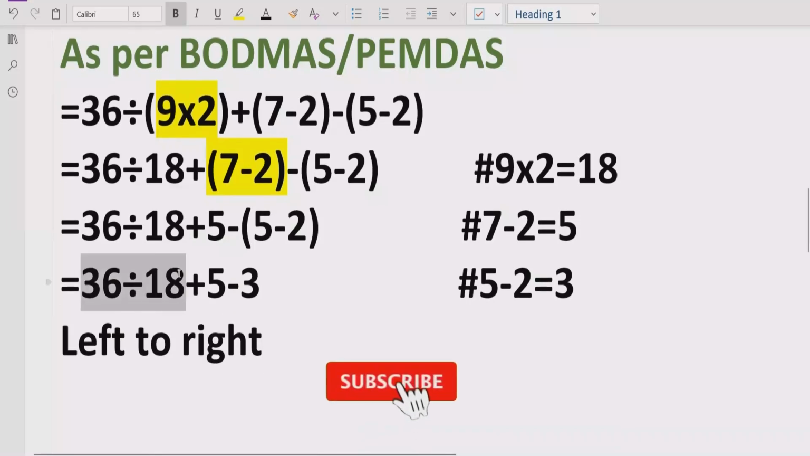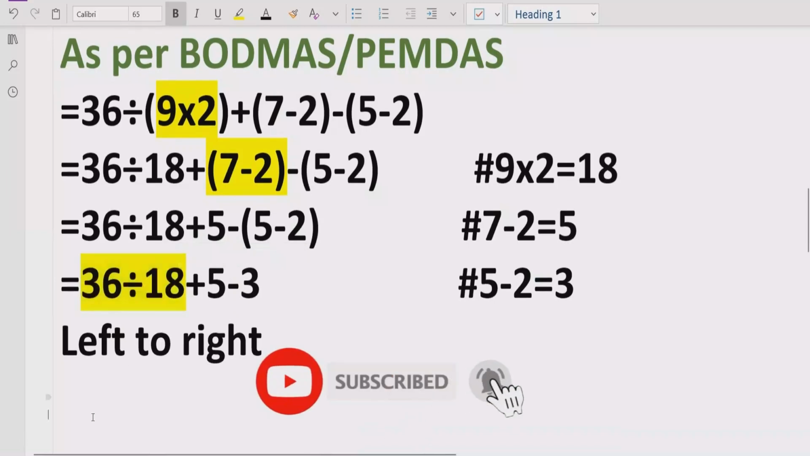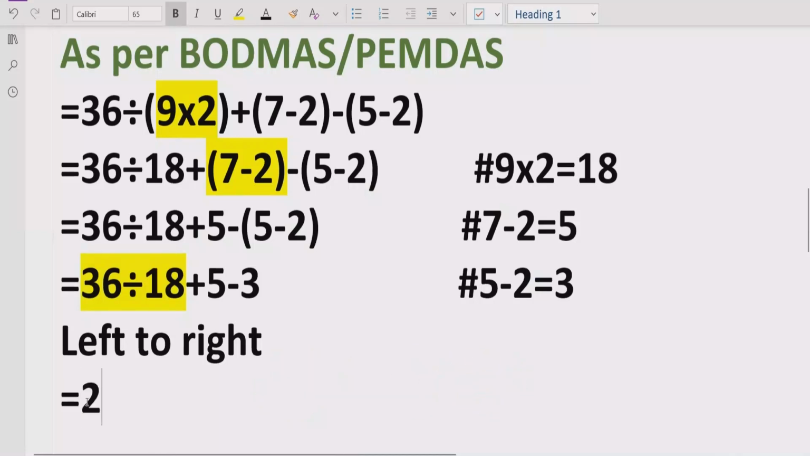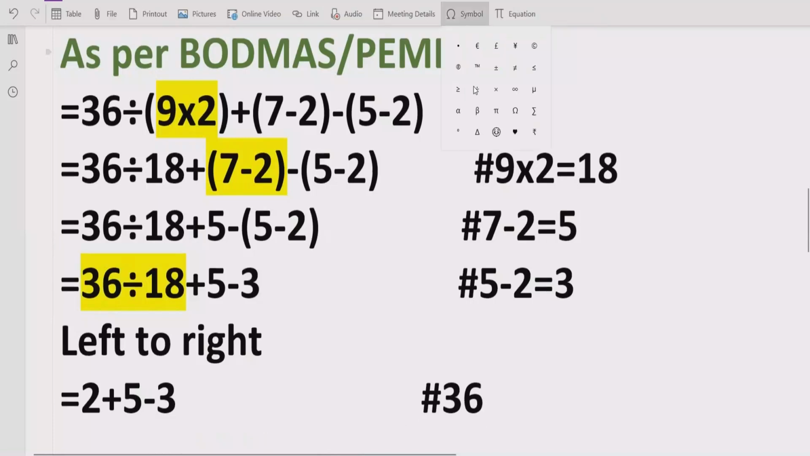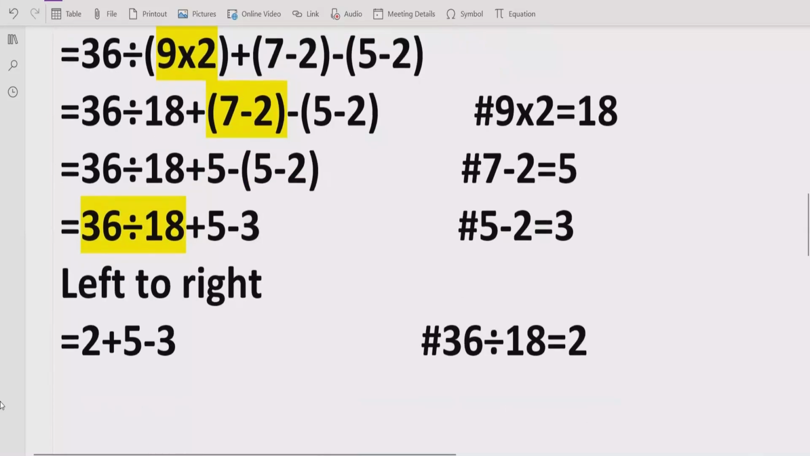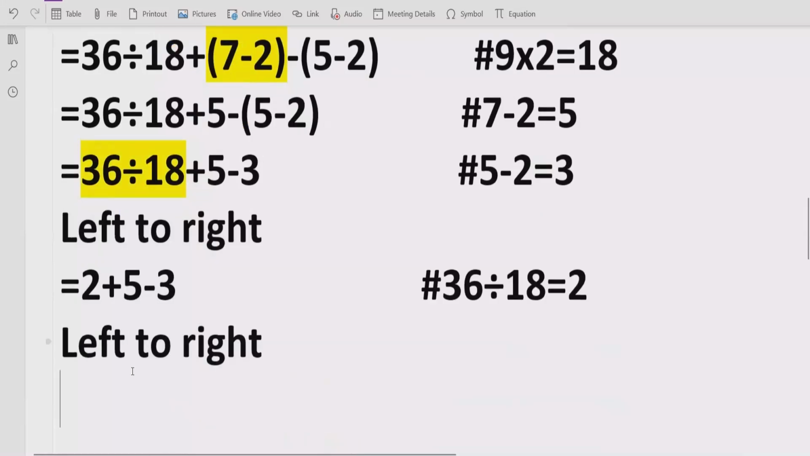So, first we have the division. Now, we will solve this part: 36 divided by 18, which equals 2. And this part we will write as it is. And here we will give the reference: 36 divided by 18, which equals 2. Now, move forward to solve again left to right and find out division and multiplication. But we do not have any division and multiplication.